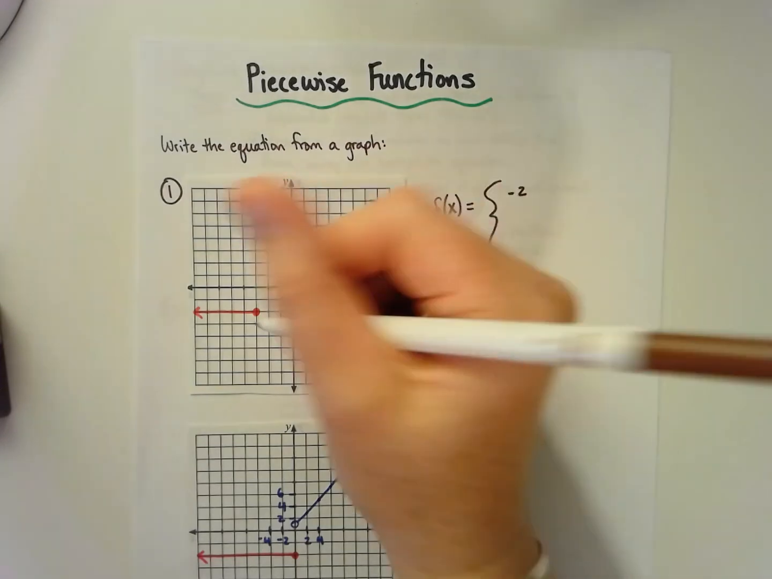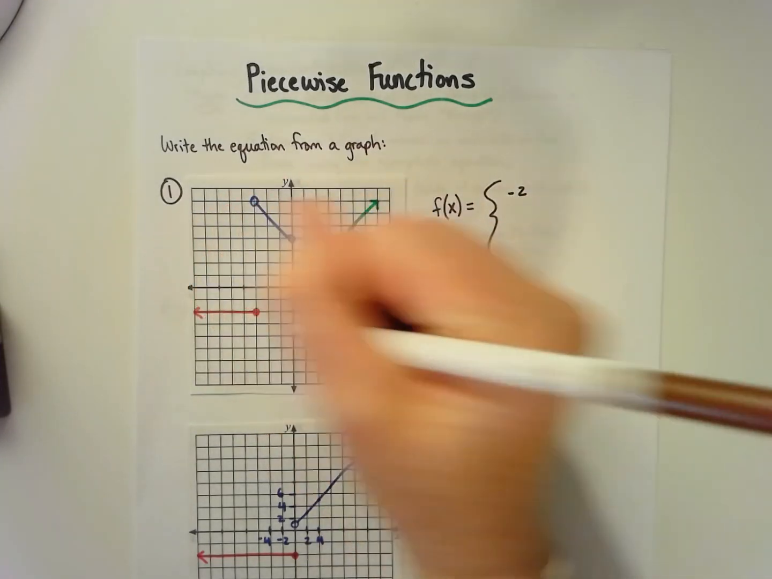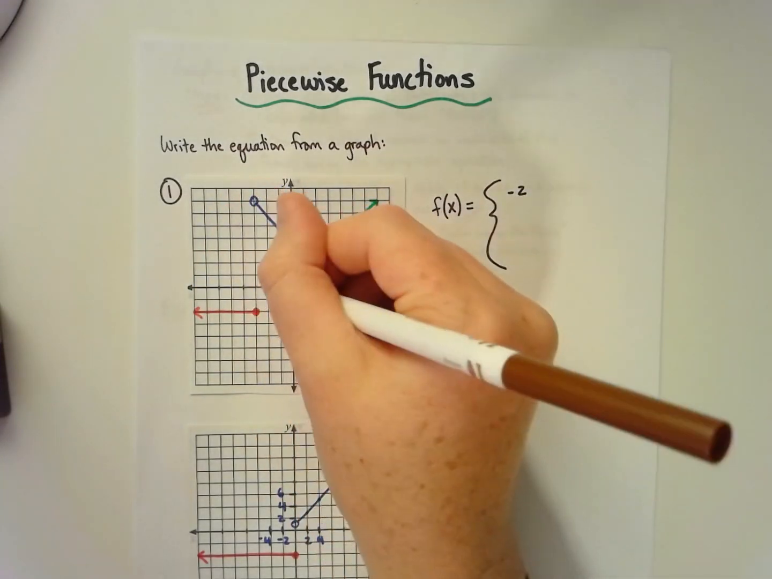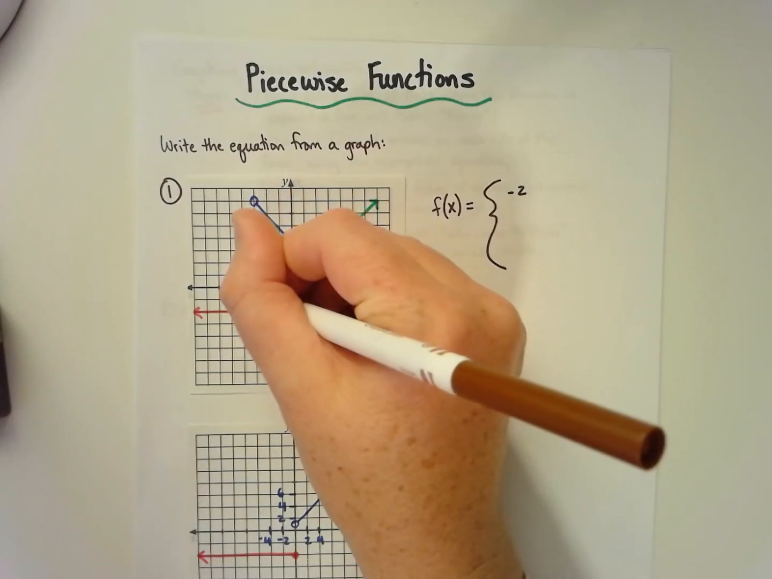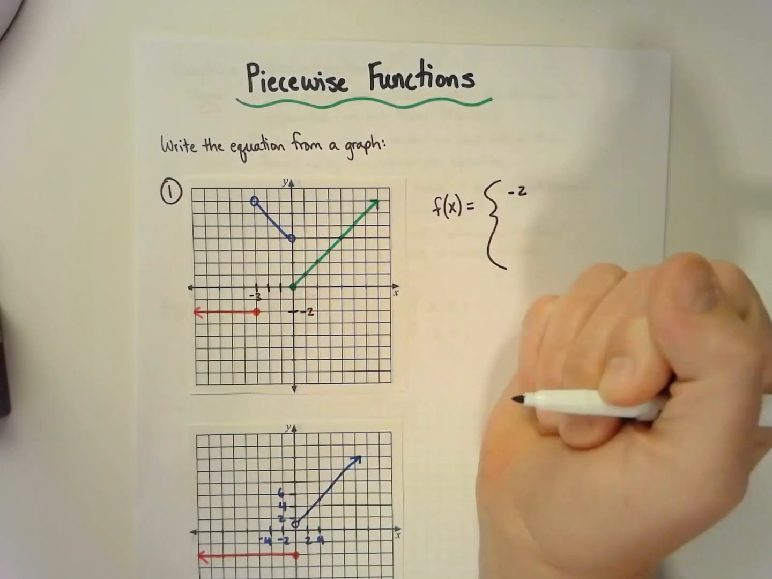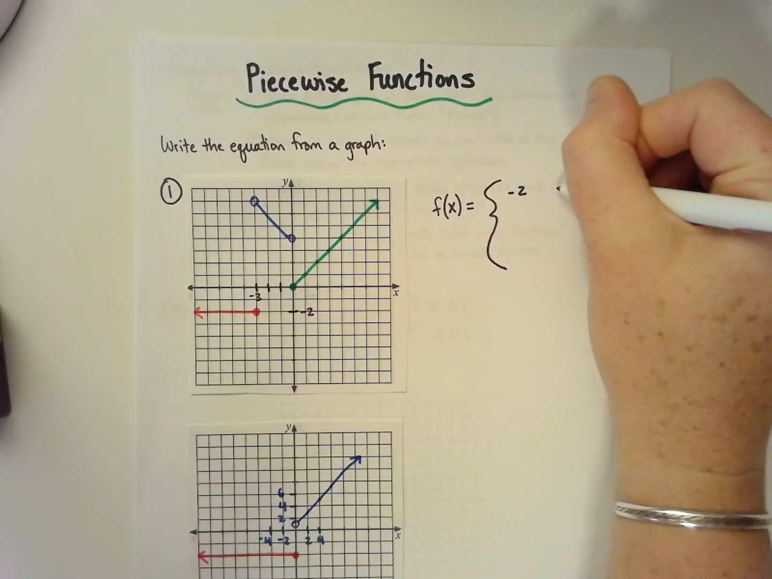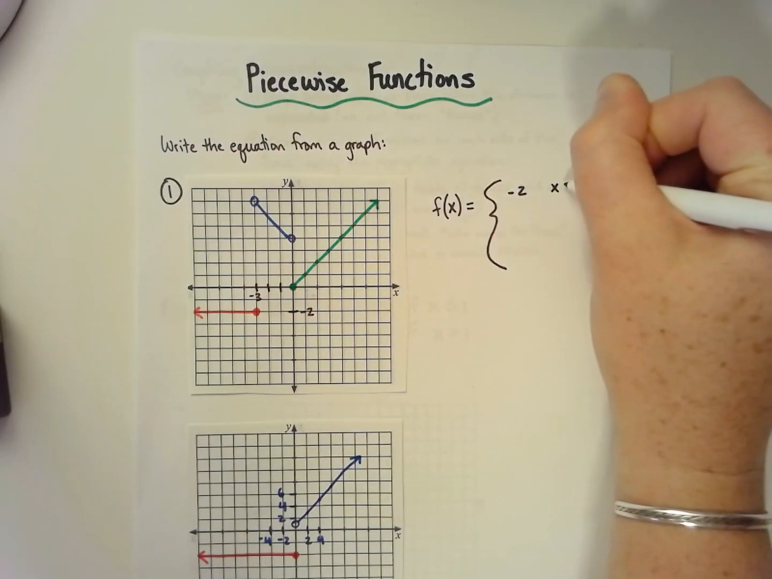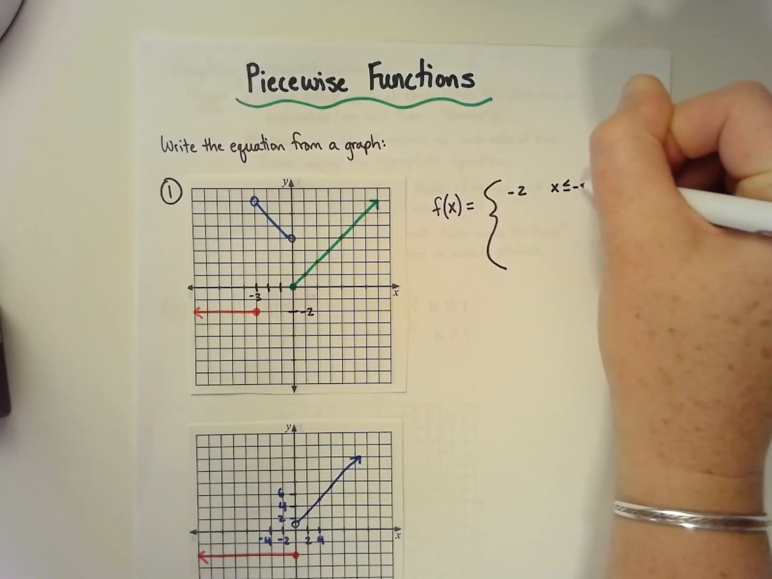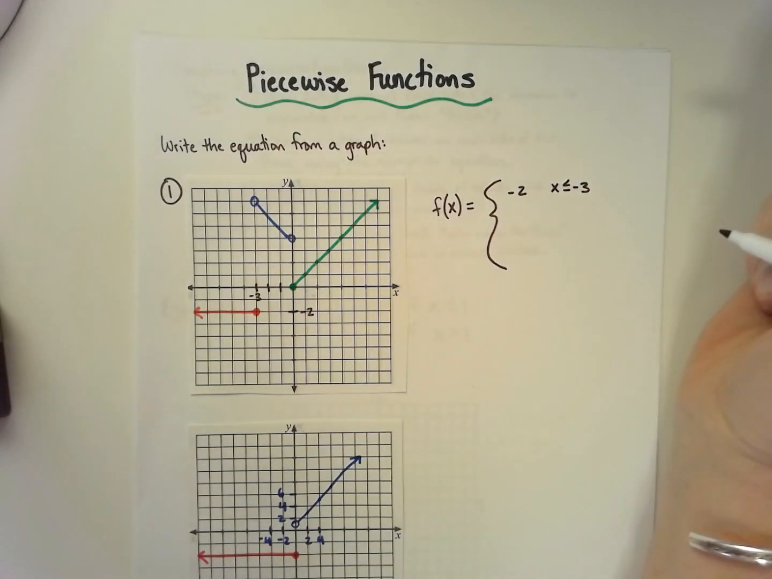And then you look at where that piece is located. So it's located at -3, and then it goes toward infinity. So we're going to say it's for all the values of x that are less than or equal to -3.